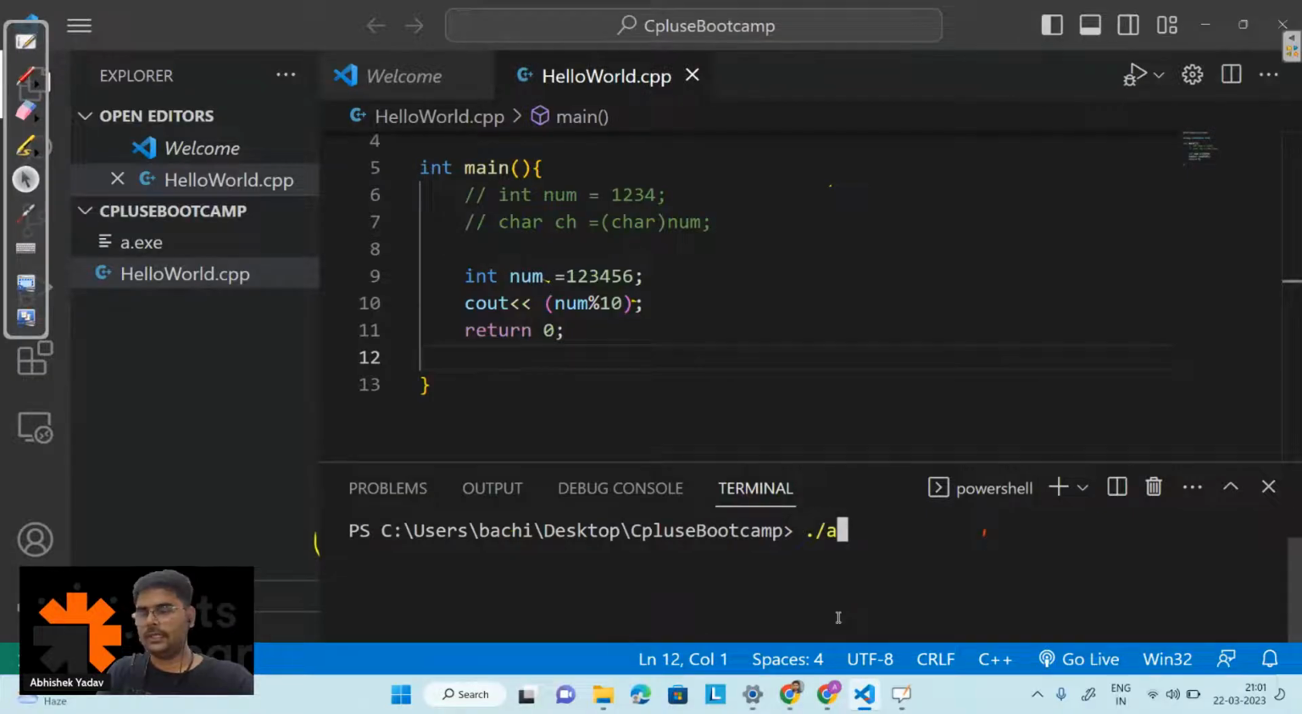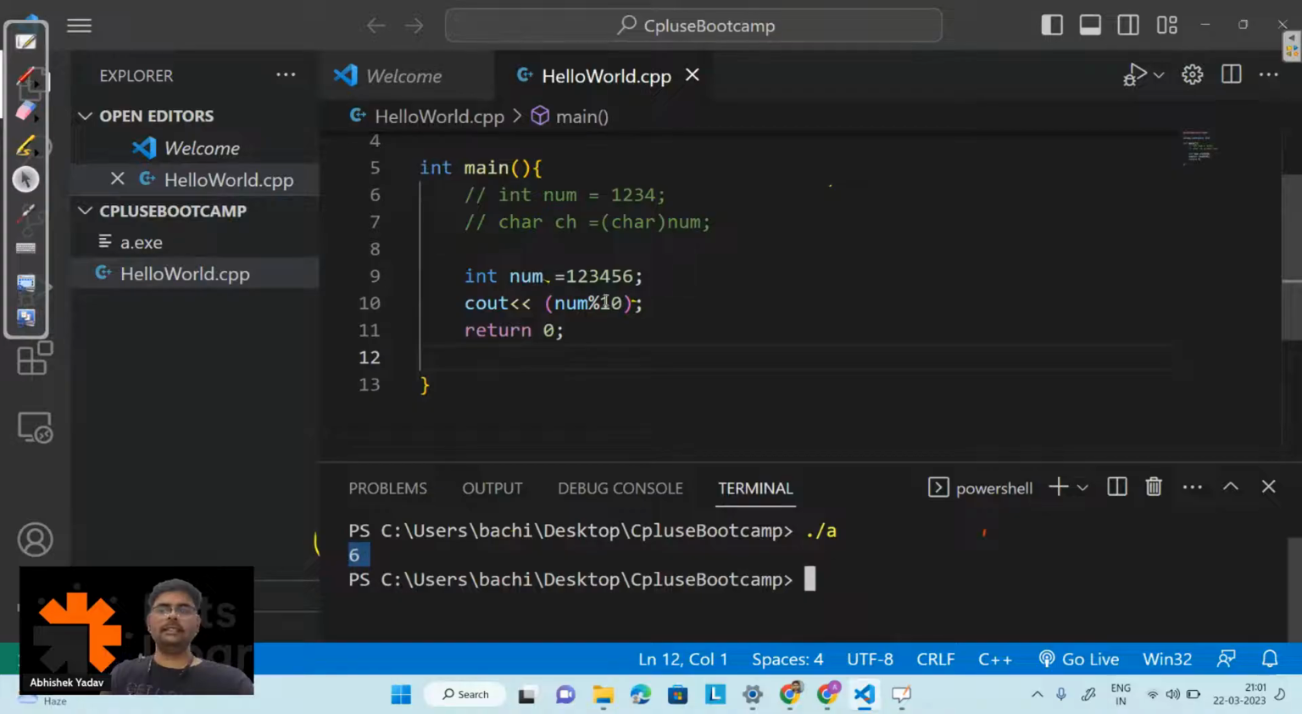Clear the screen and dot slash a. So we are getting the last digit on the output screen. This is a very important concept because in the upcoming lectures we are going to solve a lot of problems using this concept, that is the modulo one. So this is all for today's session, guys.